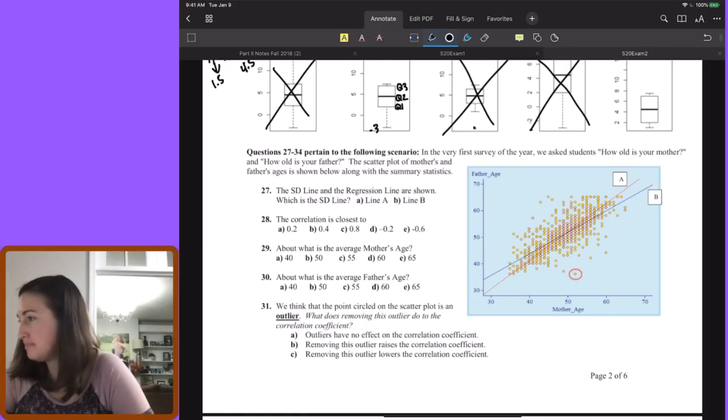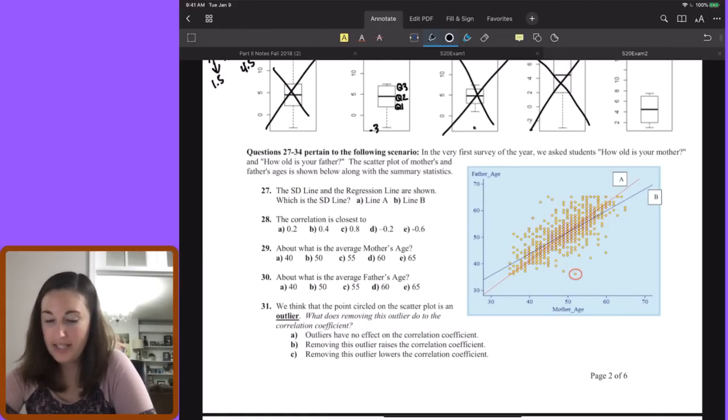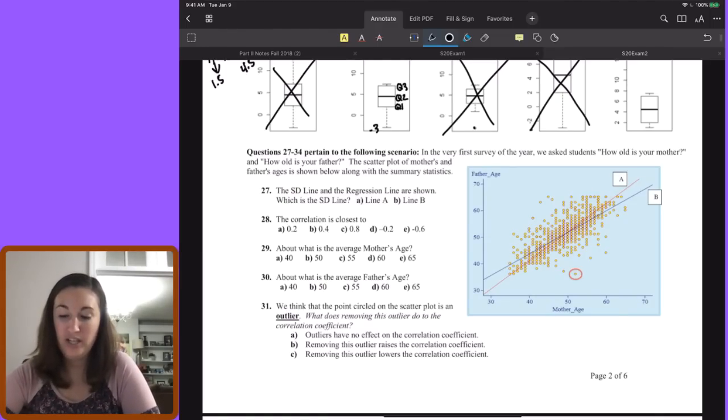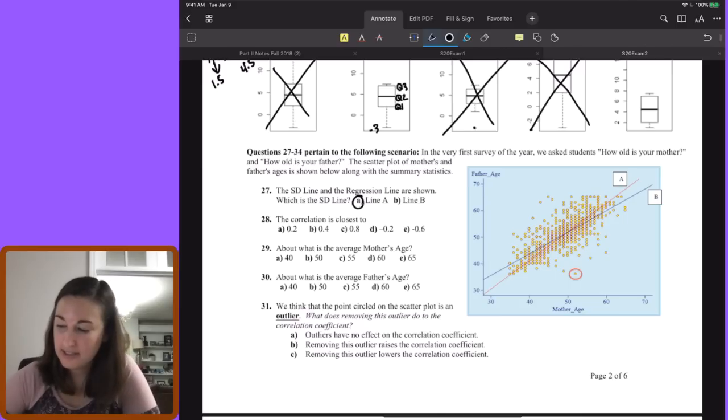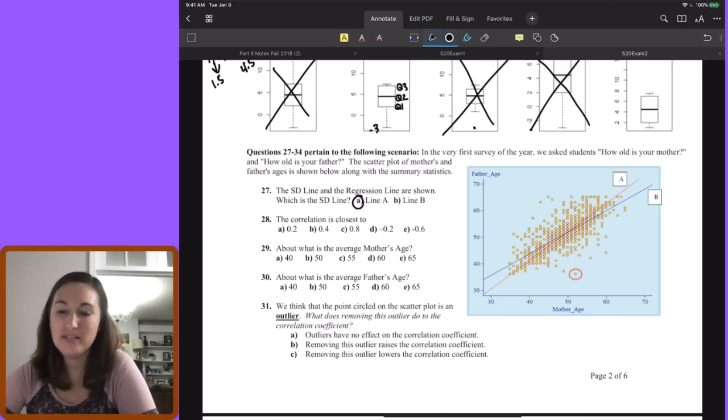Okay, so it says the SD line and the regression line are shown. Which one's which? So remember, the SD line is the steeper one. So that's going to be line A. A is the steeper one. The regression line is the flatter one.